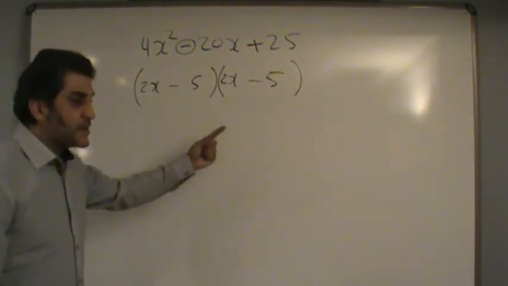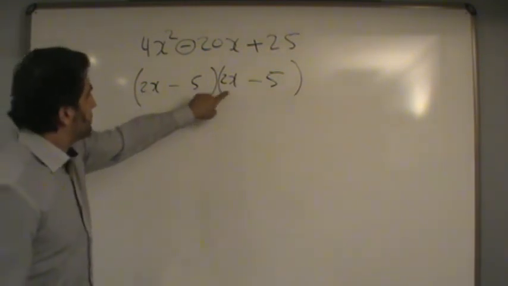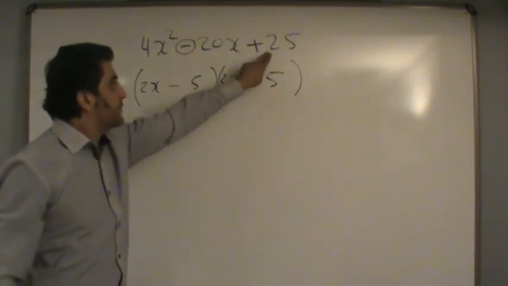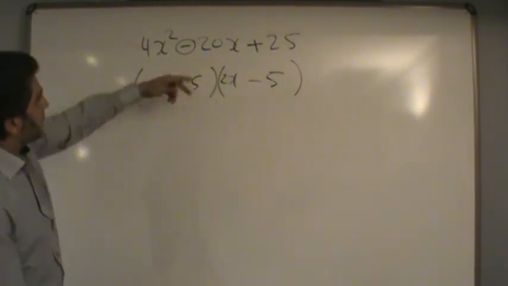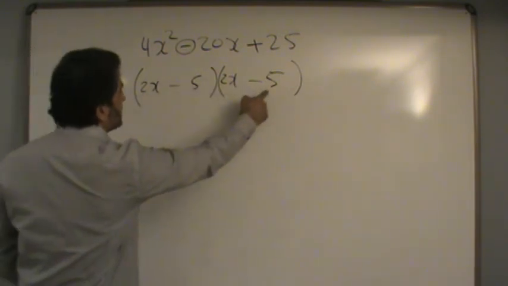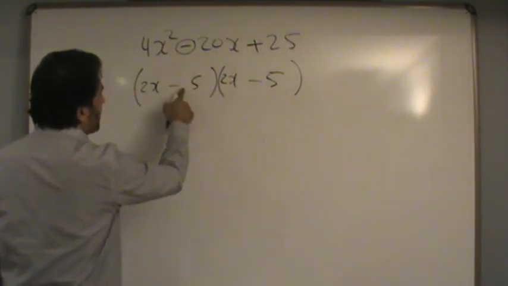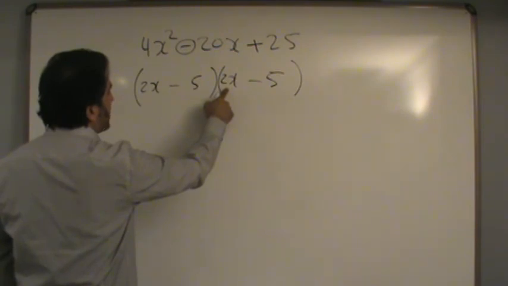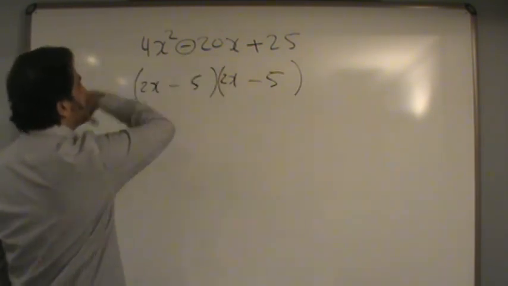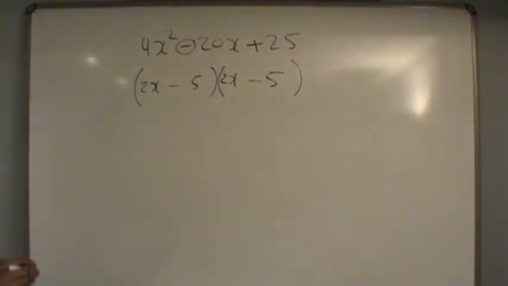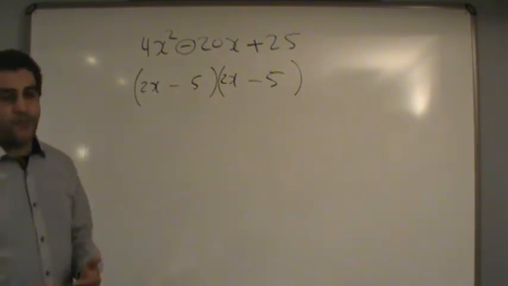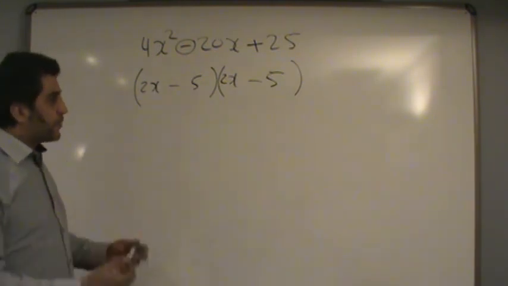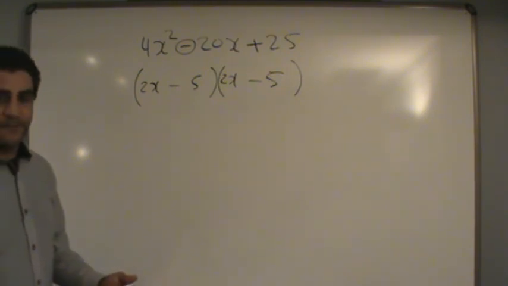If you were to check the solution, 2x times 2x is 4x squared, negative 5 times negative 5 is positive 25. Now to find the middle term, 2x times negative 5 is negative 10x. Negative 5 times 2x is another negative 10x. Negative 10x and negative 10x is negative 20x. So this is how we factor perfect square trinomials.